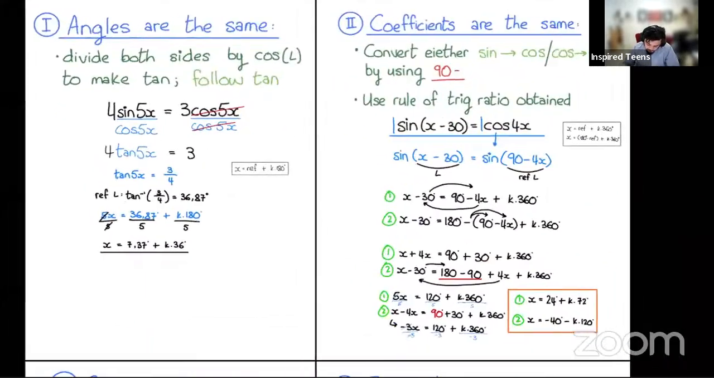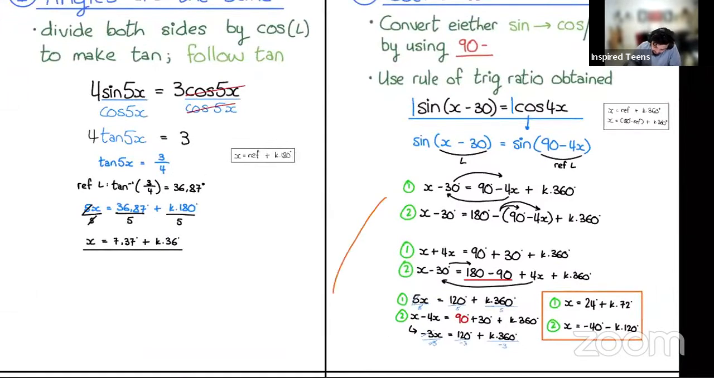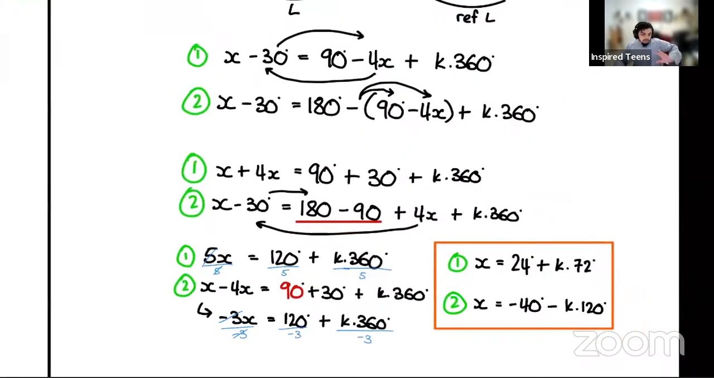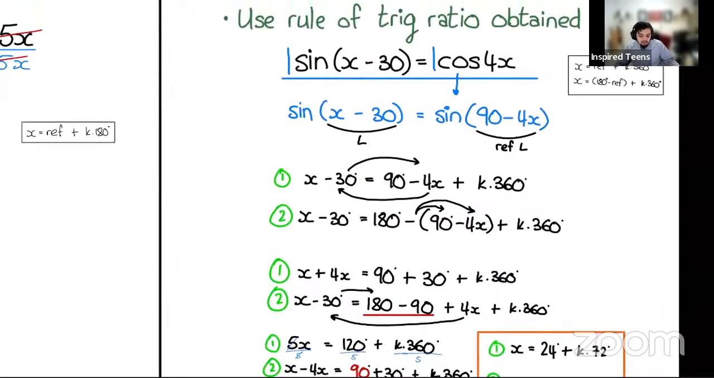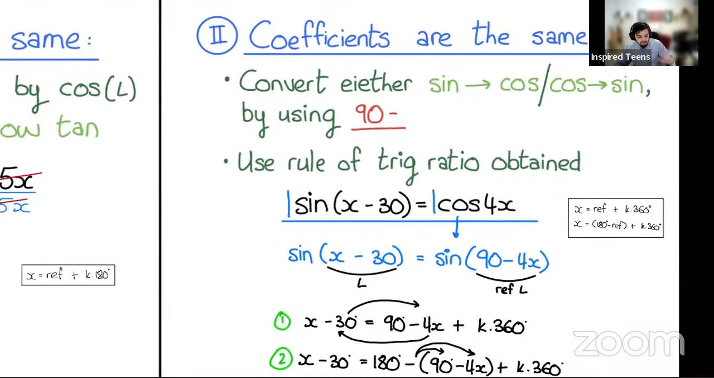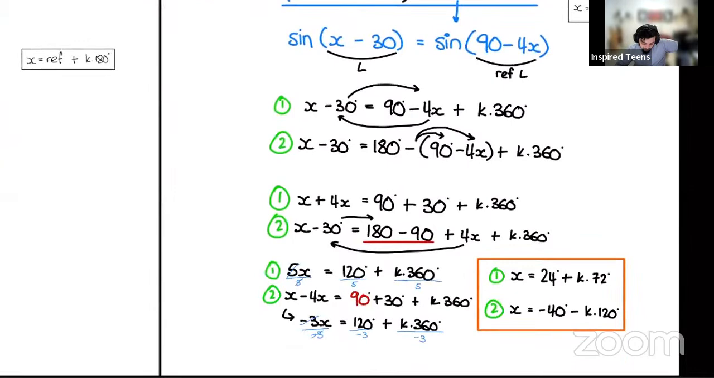For this specific question, you're probably going to go straight from this step to your final step, skipping one or two steps. That's perfectly okay, as long as you understood the algebra. That's algebra, that's not really trig, but as long as you understood the trigonometric part of it, how to find the general solution of this: we check coefficients are the same with different angles. We convert either sine to cos or cos to sine, and then we use the rule of the trig ratio obtained, and we write out the general solutions. Again, using the first one as angle, second one as ref angle, and solving accordingly.